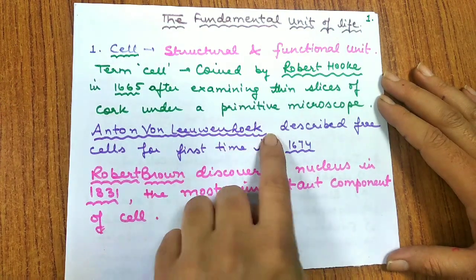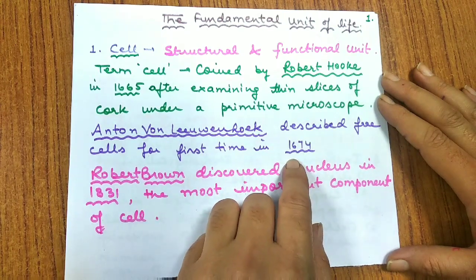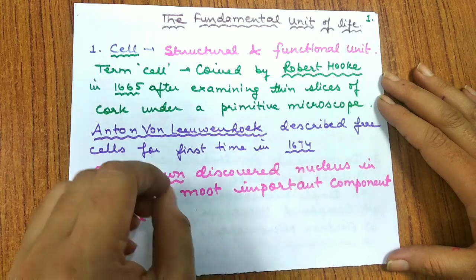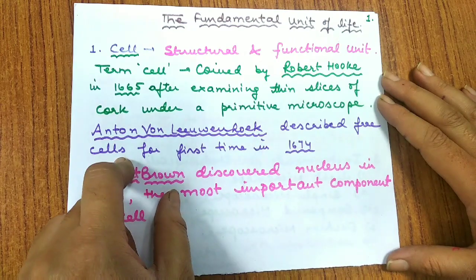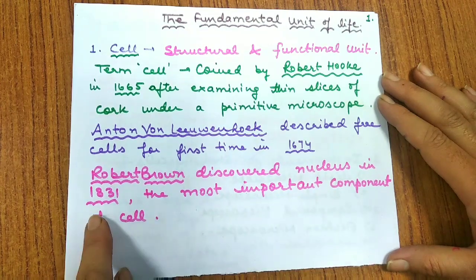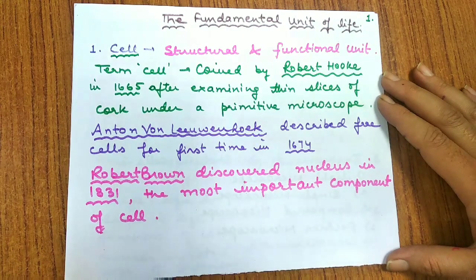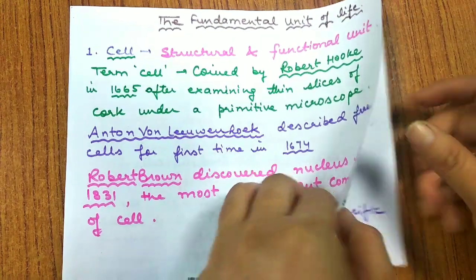Later, Anton von Leeuwenhoek described free cells for the first time in 1674. Basically, he designed an improved microscope and worked on these free cells. Robert Brown discovered the nucleus in 1831, the most important component of the cell. He was working on an orchid root cell and discovered the nucleus there. So this is about the basic discovery and the history of cell. I hope this is clear.